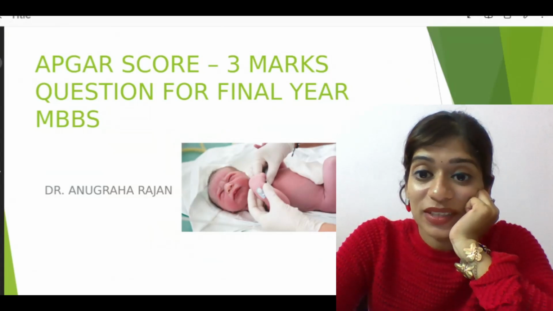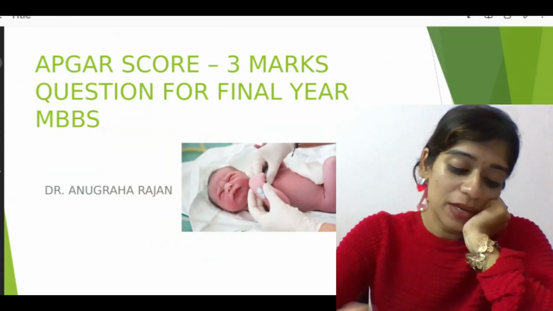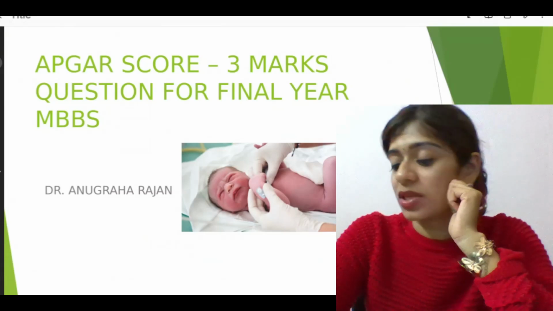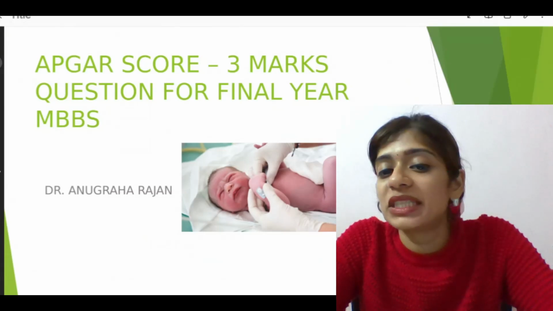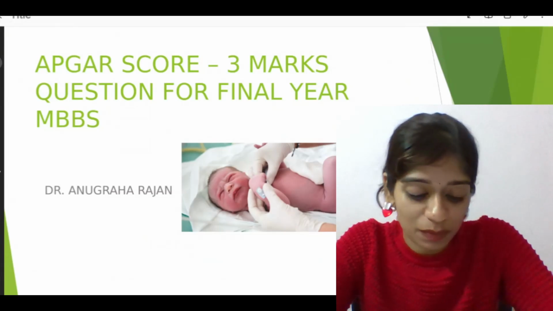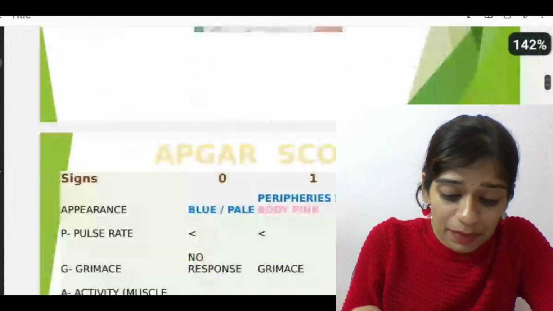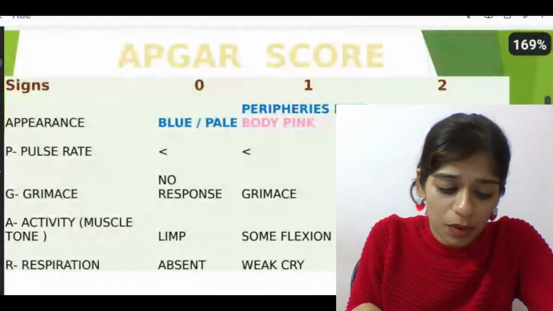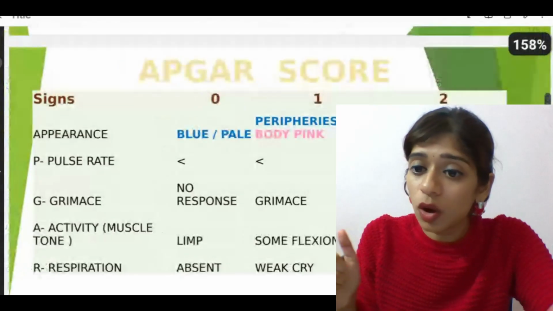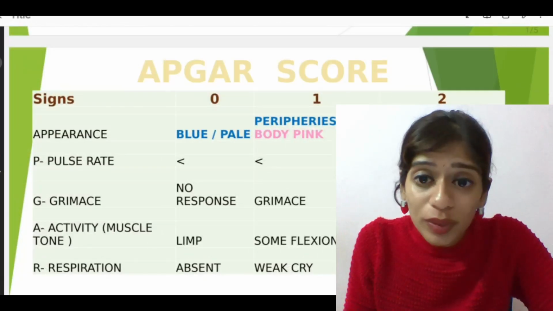So let's start with Apgar score. It's a very important question that usually comes in every alternative paper of your final year pediatric topic. It comes as a 2-mark or a 3-mark question. So tell me, on whom do we check the Apgar score? On newborns.